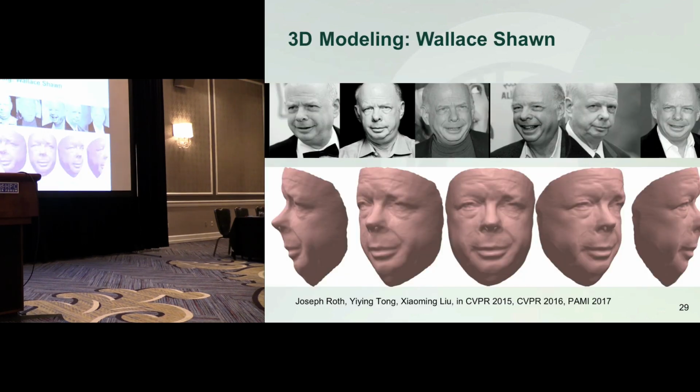If you take one step further, not only can you do face alignment by estimating points, you can even estimate the surface. Here we're showing that if I type his name, William Shawn, into Google image search, I can get 50, 100 images of him. From those 2D images, I can actually reconstruct a 3D model of that person. That's what you see in the second row.